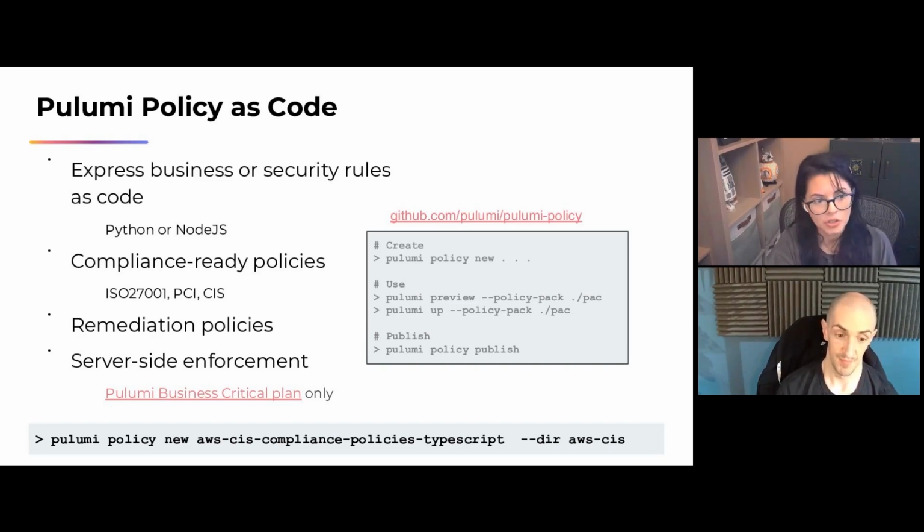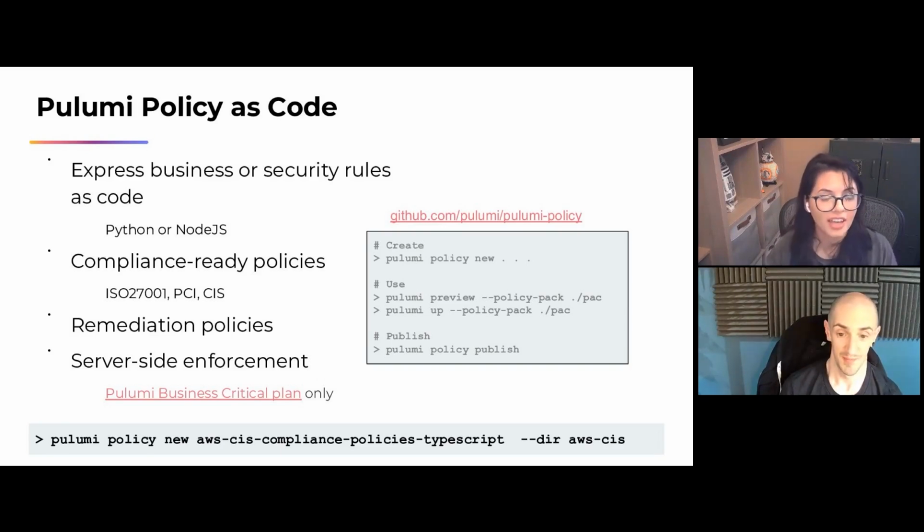There's a couple of additional things that you can do with policy as code. And one of the powerful things is remediation policies. So say you have a policy to ensure that every S3 bucket has to have 4 different tags with certain metadata available.